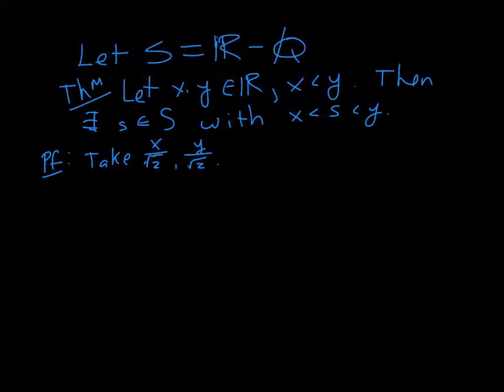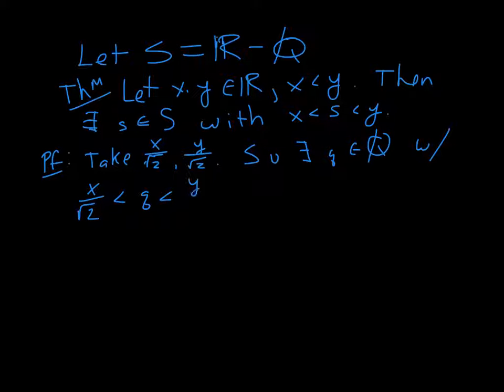Now, but they're definitely real numbers. x over root 2 and y over root 2 are both real numbers. By the previous theorem, there's going to exist a rational number q that is in between the two of them, with x over root 2 less than q less than y over root 2.